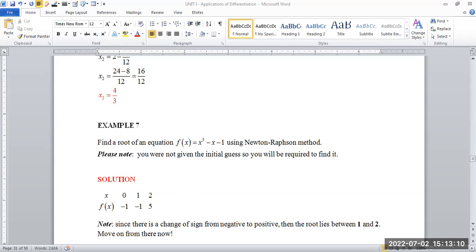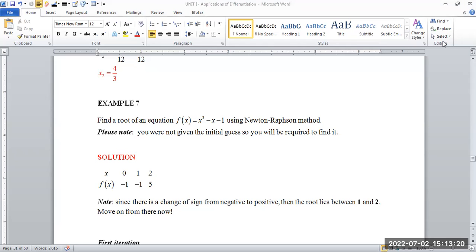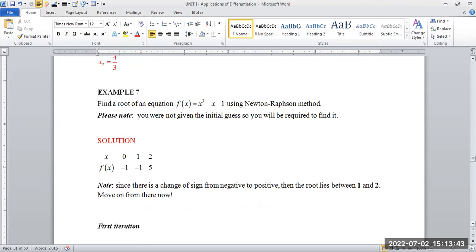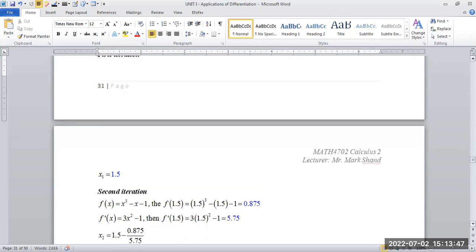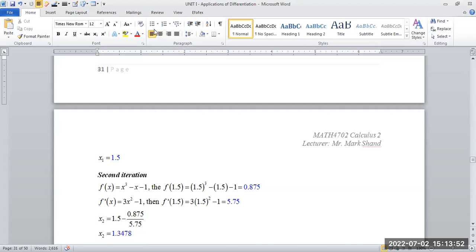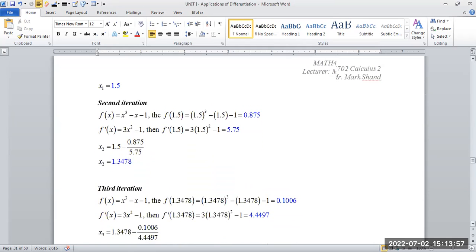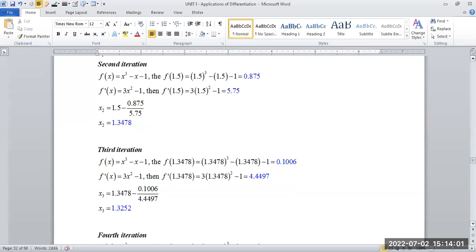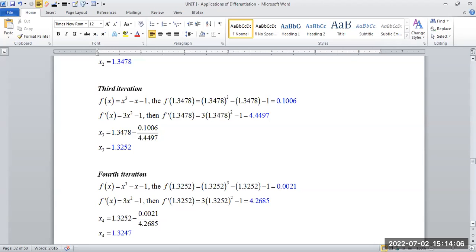What did you get for the answer? Yes, sir. What was the first iteration? 1.5. Good. And the second iteration, I got 1.34. 1.35. All right, good. And then the next one is 1.33. Good. 1.35, 1.33. Let me get them back. For the first one, I get 1.33 and the second one 1.35.